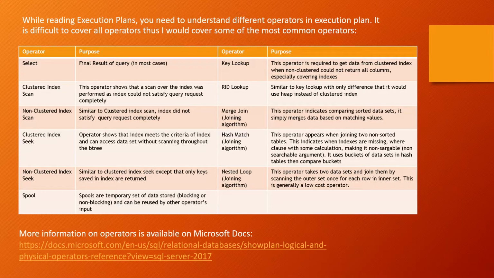And the final one is the nested loop. This operator takes two datasets and joins them by scanning the inner set once for each row in the outer set. This is generally a low cost operator. So these three operators, merge join, hash match, and nested loop, are used when you have a join, and the engine will decide which algorithm should be used. You can read more about all these operators from this link here.